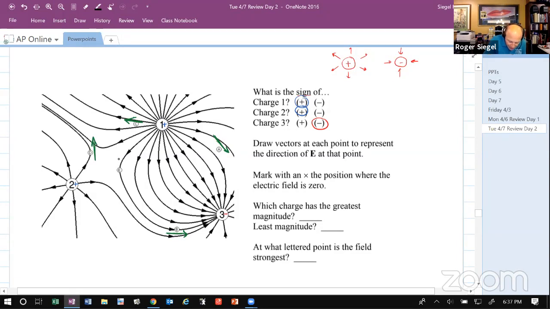And E is in, actually, let me move a little bit off of there. And E is in this direction. So the direction of the electric field is the direction of the field lines. Okay, so we got that one.